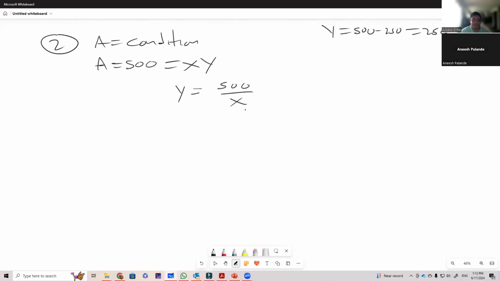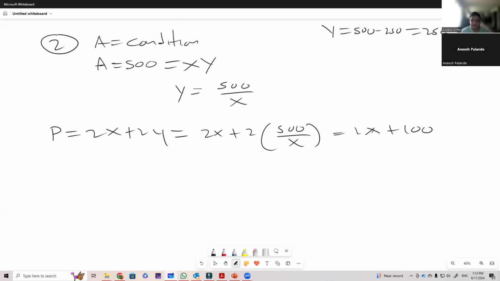And so now, instead of using maximization for the area, I can probably minimize the perimeter. The perimeter is 2x plus 2y. Then I can replace this as 2x plus twice 500 over x, or 2x plus 1,000 over x.